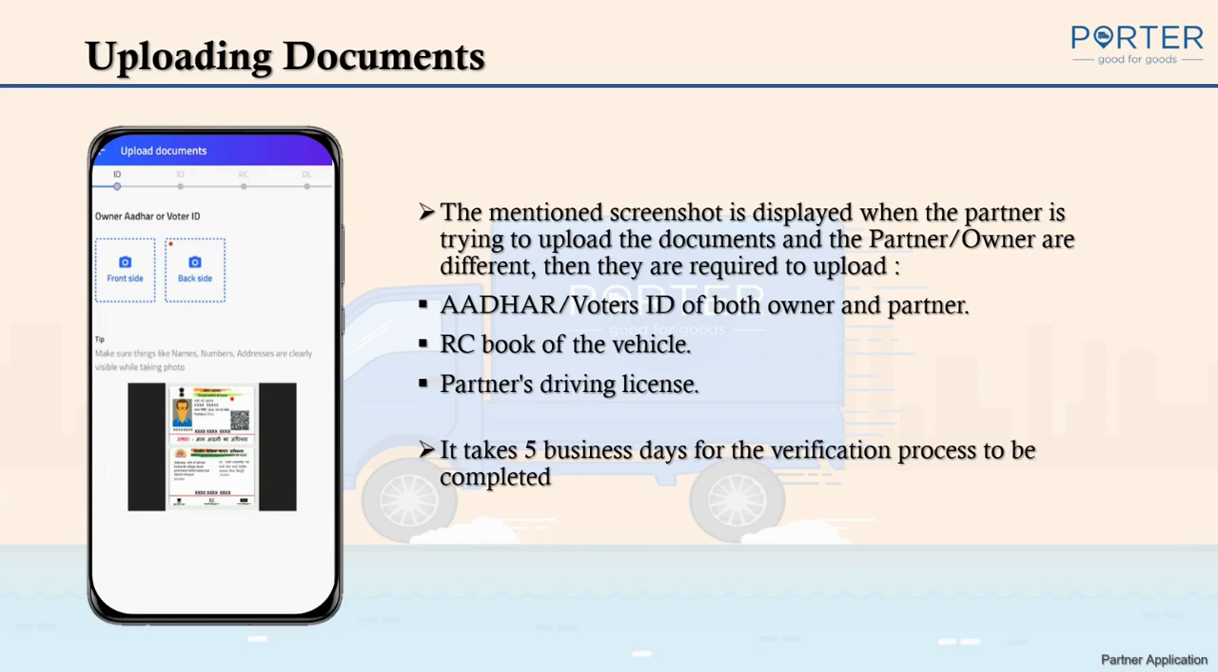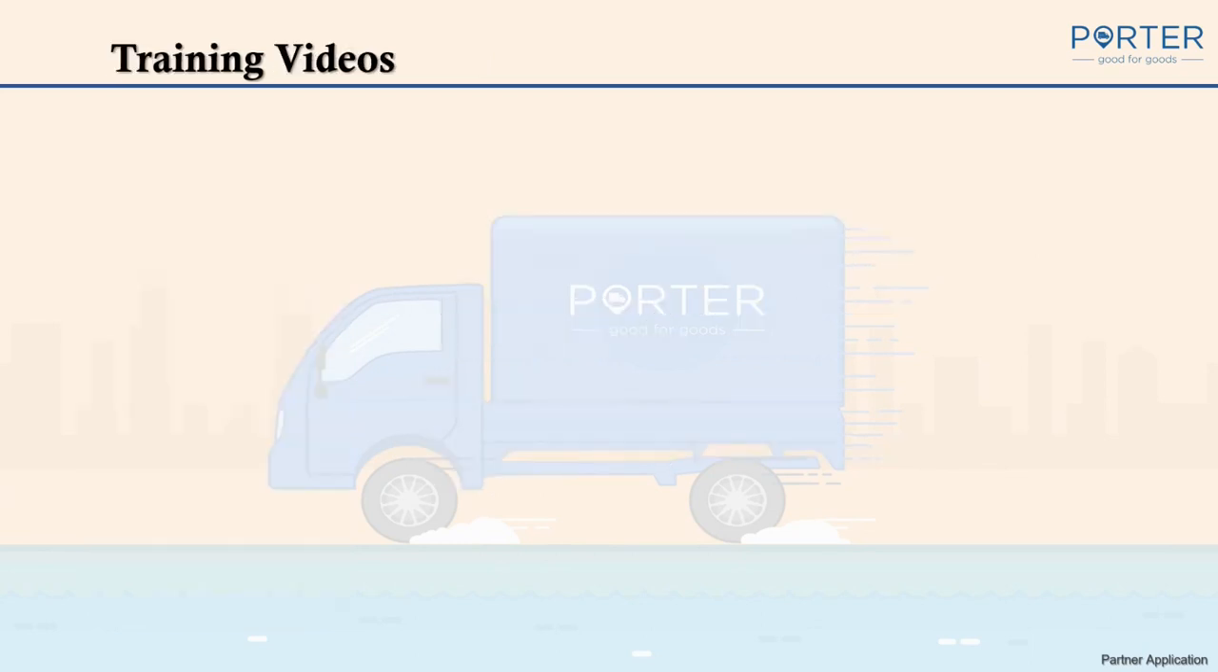Then they need to upload the RC book of the vehicle and the partner's driving license, basically the person who will be driving the vehicle. Once they have uploaded all the documents, it will take 5 business days for the verification process to be completed. Now that we have understood how the documentation process works in the checklist, let's move on to the next step.